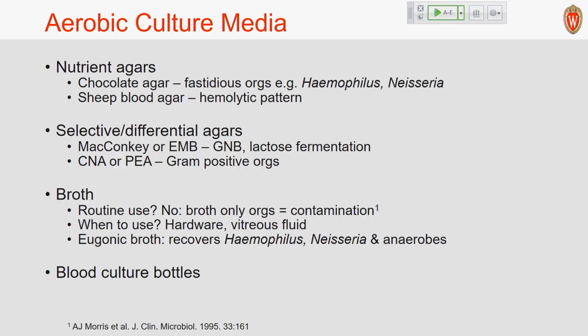So, media. Well, chocolate and blood are two, in my opinion, must-haves for these types of cultures. Of course, the chocolate agar supports the fastidious organisms, and the sheep blood agar displays the hemolytic pattern. Really important. And many times where there's concern of gram negatives, you want to put in a MacConkey or an EMB, and that selects for the gram negatives. They are also what we call selective and differential, because they differentiate lactose fermenting from non-lactose fermenting.